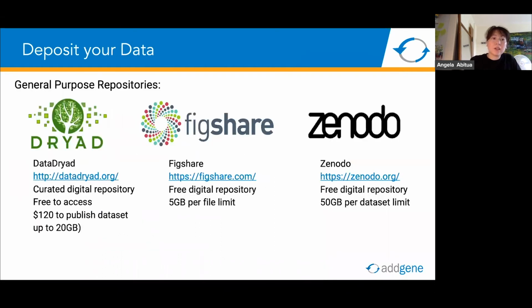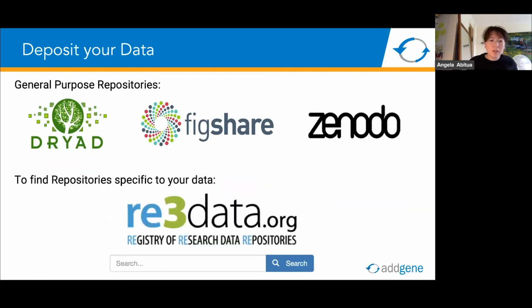Another way that you can make your science more open is, of course, to deposit your data. Here are just a few general purpose repositories that are out there with different features. And if you're looking for something more specific, you can also go to the Registry of Research Data Repositories, re3data.org. That's a great resource to find something that's more specific to your data set.